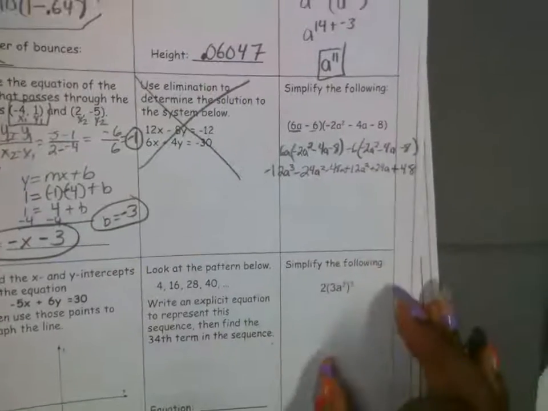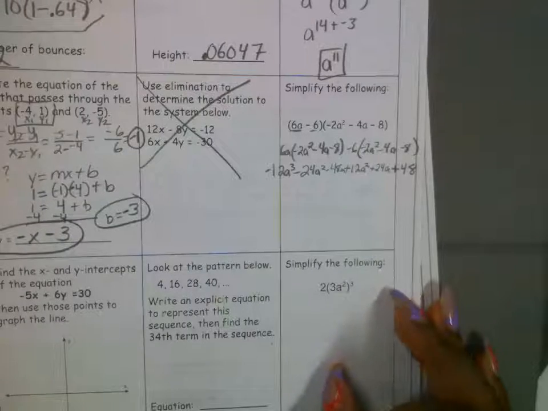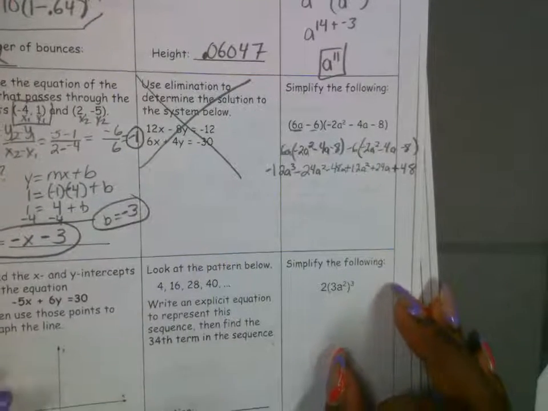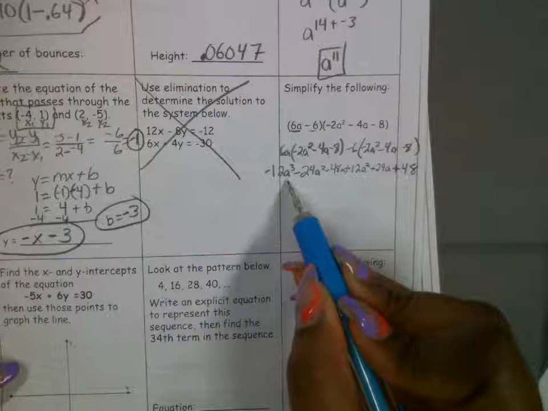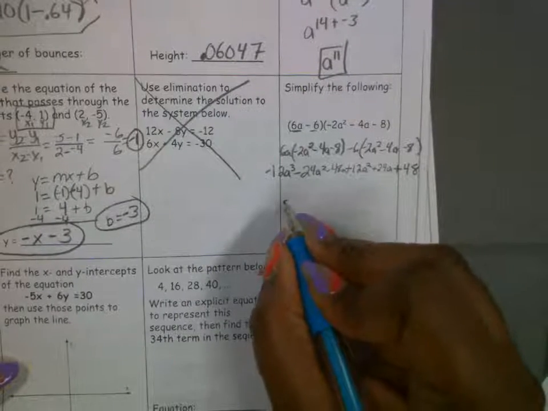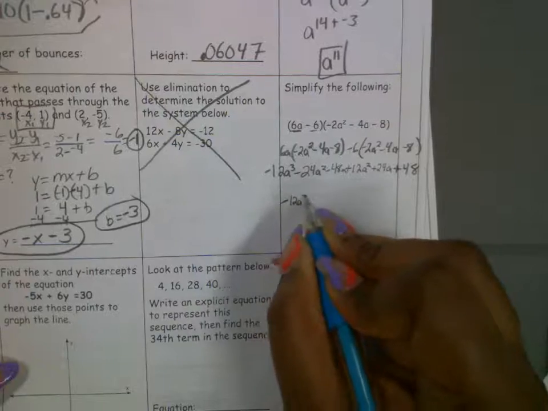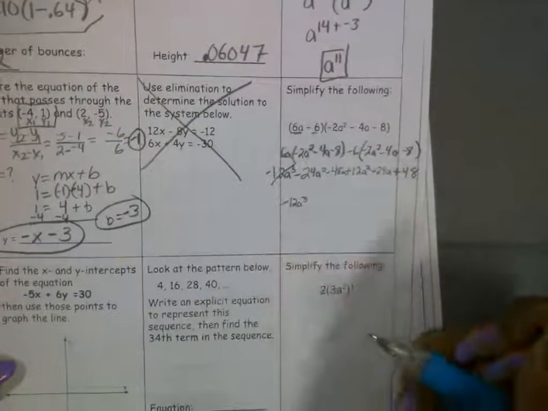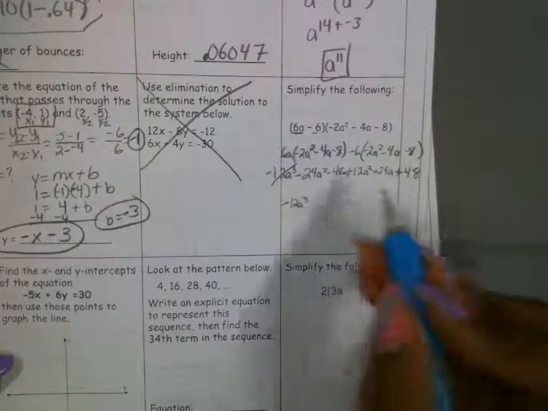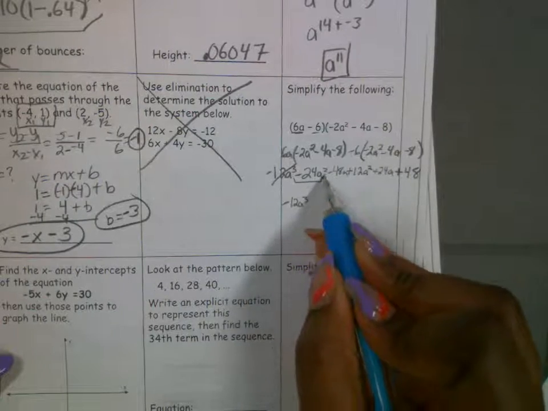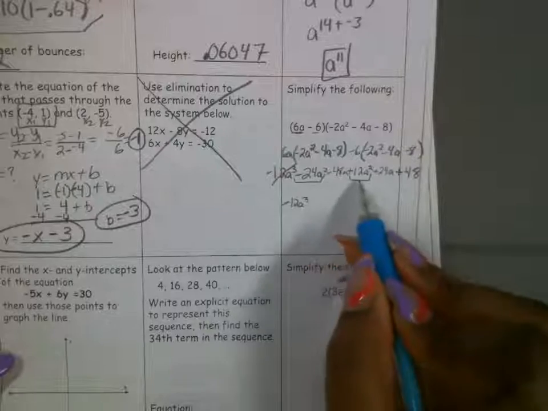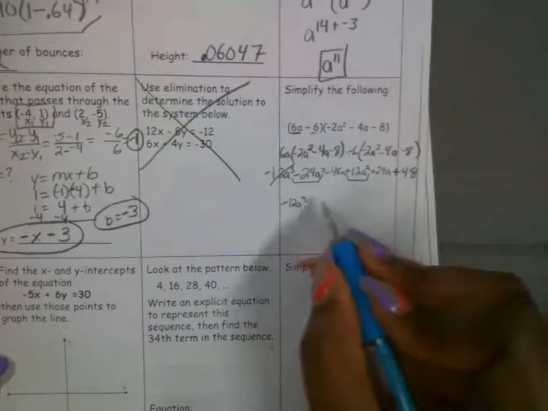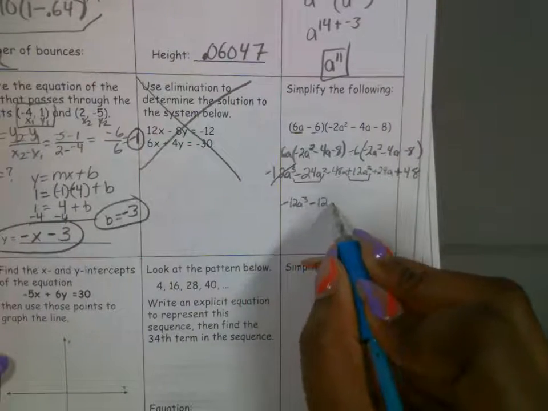Great job. Now, this is where we combine like terms. The highest degree is to the third power. Is there another term like it? No. So we have negative 12a to the third power. The next highest degree is to the second power. Do we have any other second power? Yes. We got a to the second power here also, right? When we combine those, what do we get? Negative 12a to the second.